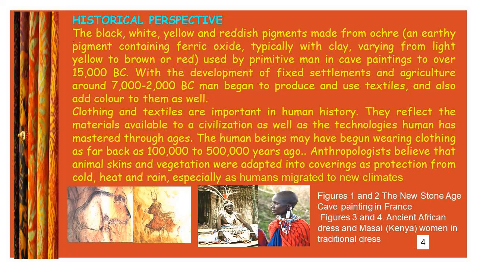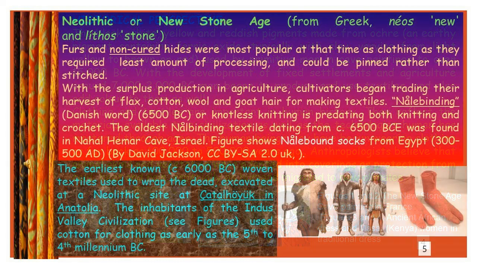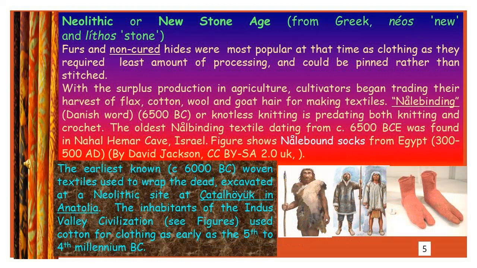First two figures show the New Stone Age cave painting in France. Figures 3rd and 4th are ancient African dress and Maasai, that is Kenyan women in traditional dress. Neolithic or Neo Stone Age. In Greek, Neos means new, lithos means stone. Furs and non-cured hides were most popular at that time as clothing, as they required the least amount of processing and could be pinned rather than stitched.